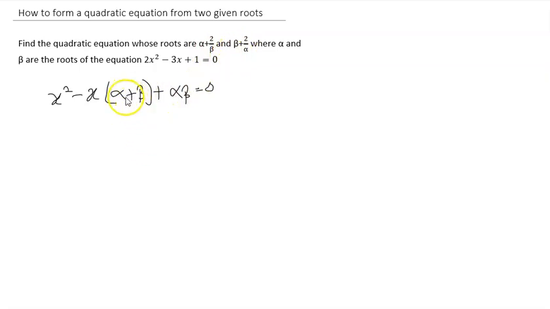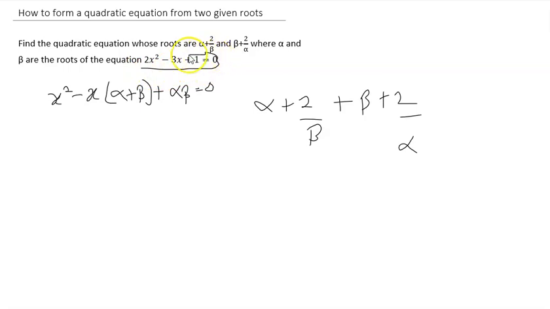So let's do that. For alpha plus beta, this is going to be alpha plus 2 over beta plus 2 over alpha. Now you will notice that this question, like I said before, has alpha and beta, whereas the first question did not. So the way we're going to be able to change this from alpha and beta to actual numbers is by using these numbers that we have here in the equation that we have here.